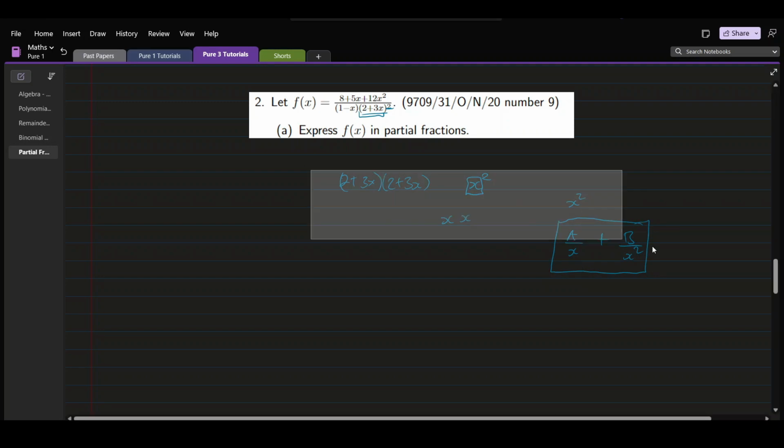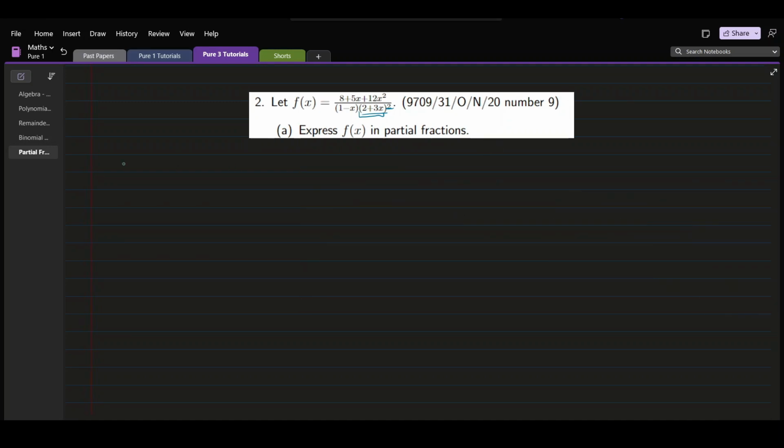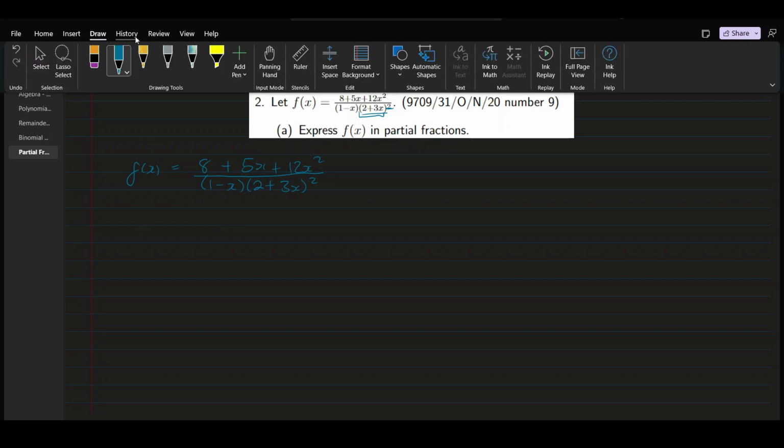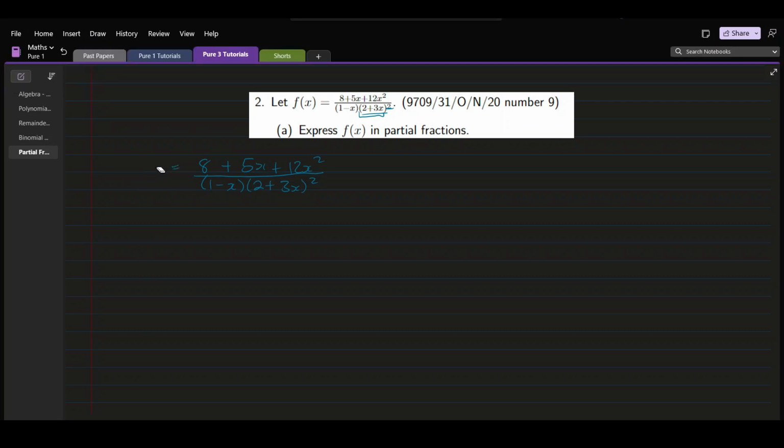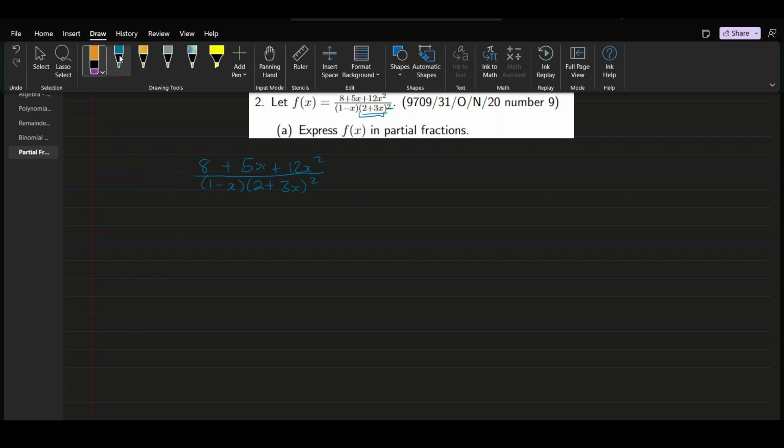So now let's go through the example that we have over here. So we've got f of x is equal to 8 plus 5x plus 12x squared over, that's 1 minus x, which is a linear factor, times 2 plus 3x squared. Okay, so we need to start by, in fact, let's get rid of the f of x over here. We need to write our statement.